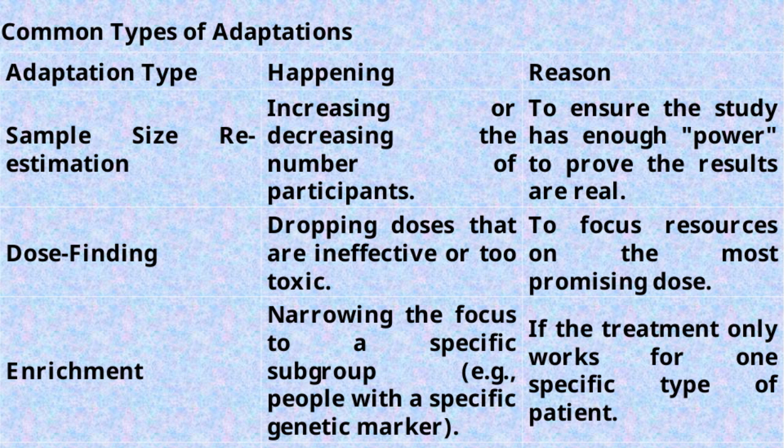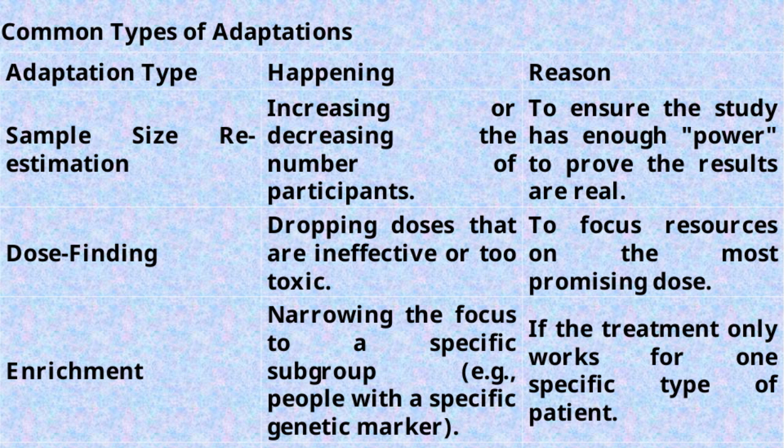Next, we have dose finding. This process involves dropping doses that are either ineffective or too toxic. The goal here is to focus our resources on the most promising dose, which can improve patient safety and make the trial more efficient. Then there's enrichment.